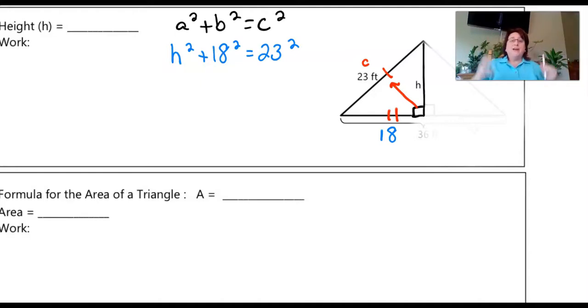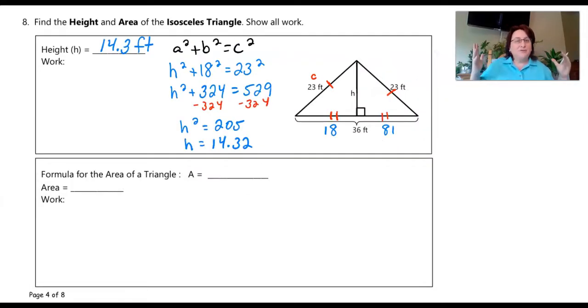Okay, guys, your turn. Solve for H and tell me, what did you get for H? How did you do? Did you remember the units? Because our side lengths have units of feet on them. So our correct answer is 14.3 feet. You've got to remember those units.